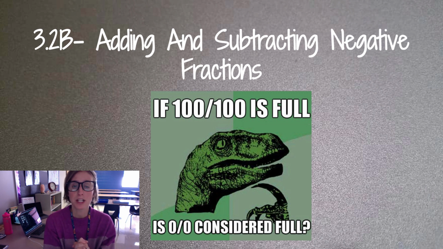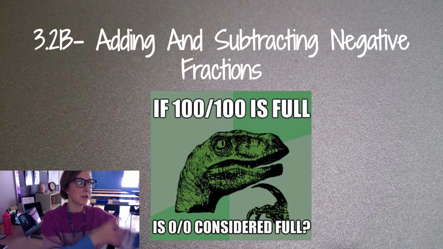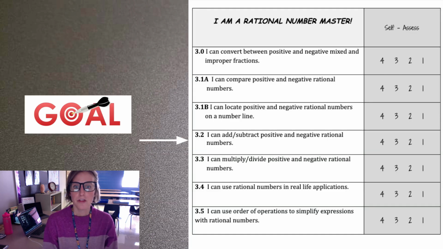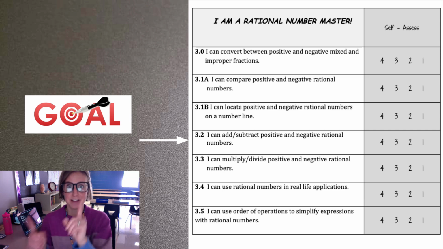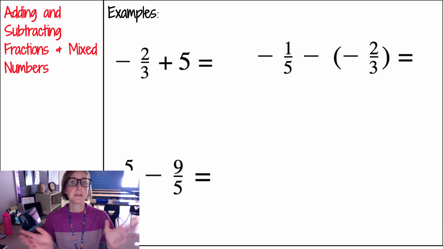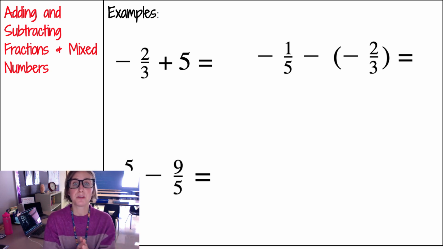We are on 3.2b. We're going to talk about adding and subtracting negative fractions now. Negative rational numbers. We reviewed adding and subtracting positive rational numbers. Now let's see how that works with negatives involved. The goal for today is I can add and subtract positive and negative rational numbers, bringing it all together. Get ready, Mrs. Johnson is going to provide you with the notes today.